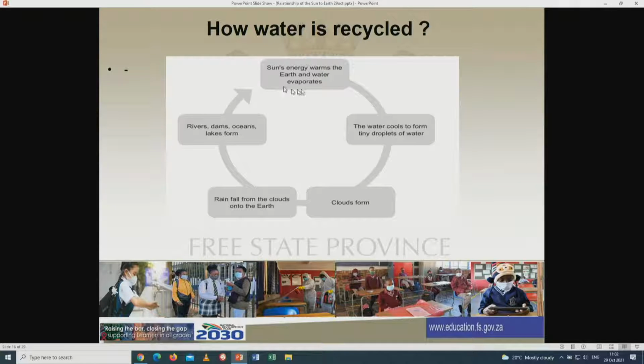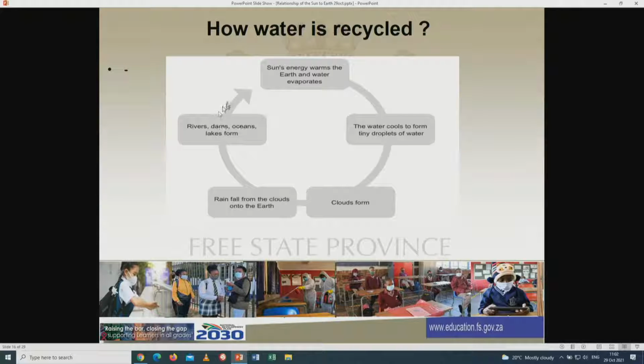It starts there. Sun's energy warms the earth and water evaporates. The water cools to form tiny droplets of water. The clouds are formed. Rain falls from the clouds onto the earth, filling up our rivers, dams, oceans, and lakes.